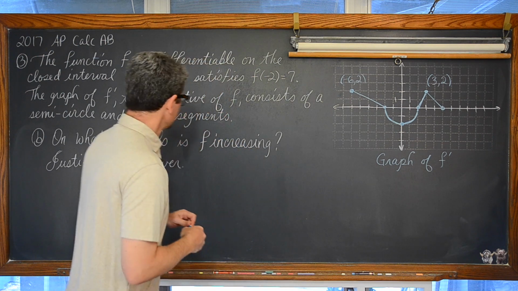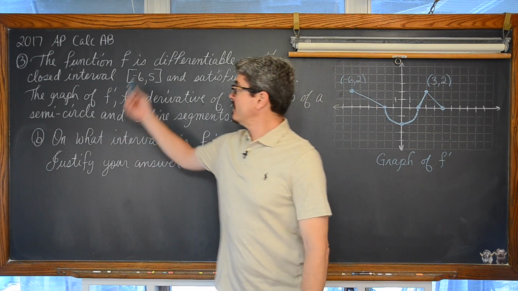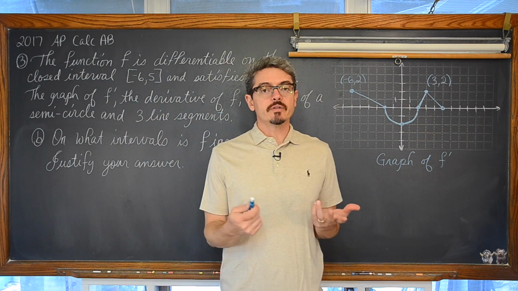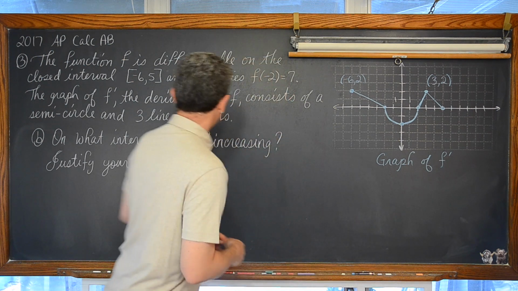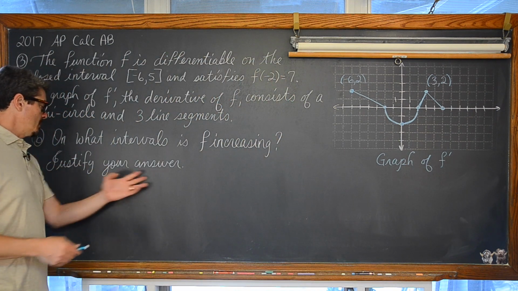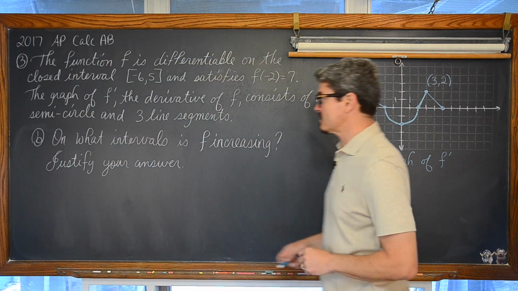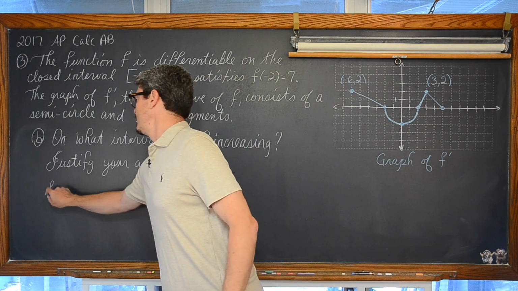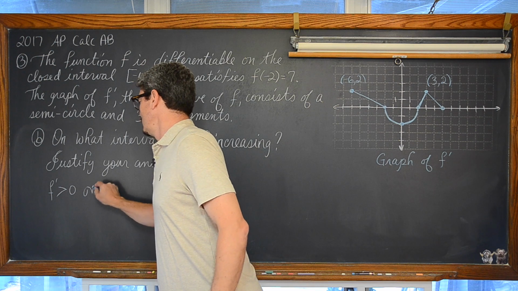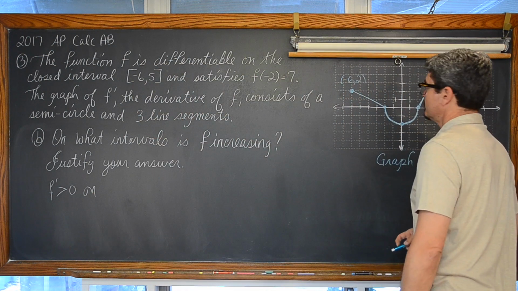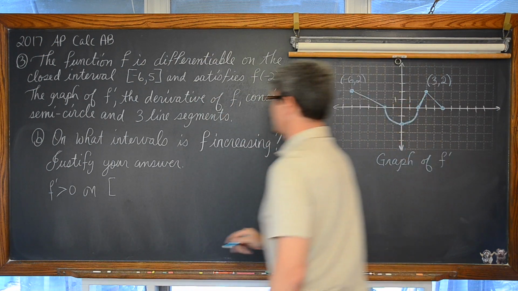But at any rate, you have a graph of f prime. F prime is the derivative of f, and if your derivative is positive, then your function's increasing. It does say, and everything you put on the AP test should be justified, but it does say specifically justify your answers. So you're going to say that f prime is greater than 0 on the interval from -6 to 2.